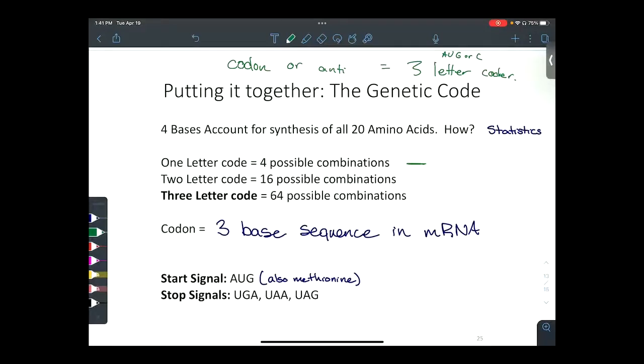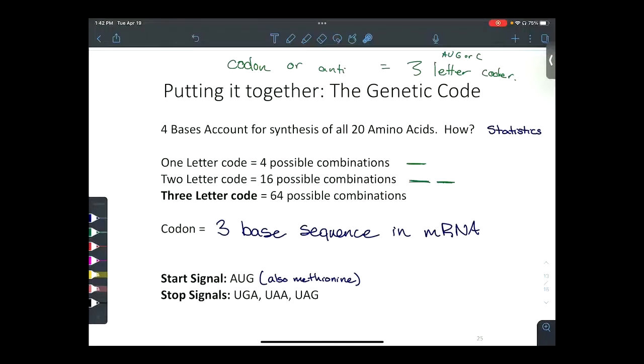But then the question is, what if I have 2 letters? If I can put 2 letters back to back, the number of combinations increases. It's actually the number of letters, so 4 to the exponent n, so it's 4 squared. Because the first letter, I can pick A, U, G, or C. Then the second letter, I can pick A, U, G, and C, again, in any combination.